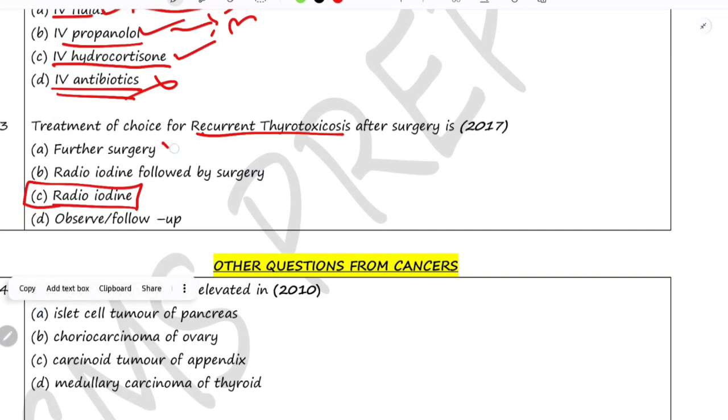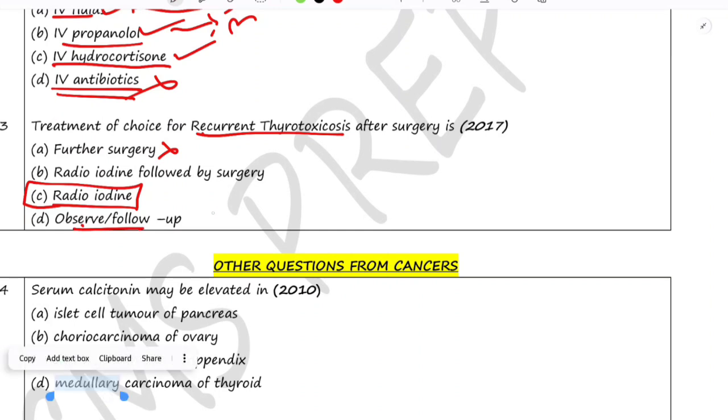Further surgery is incorrect because additional surgery increases the risk of complications such as damage to the nerves or hypoparathyroidism, and it is avoided unless absolutely necessary. Radioiodine followed by surgery: surgery is usually avoided if radioiodine alone can achieve remission. Observe and follow up: observation alone is not suitable for recurrent thyrotoxicosis due to potential complications like untreated hyperthyroidism and cardiovascular risk. So the correct option is radioiodine ablation.